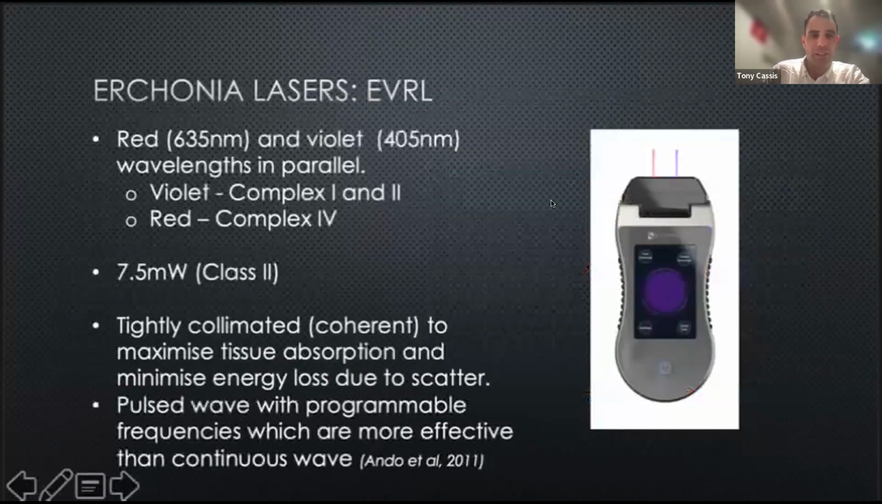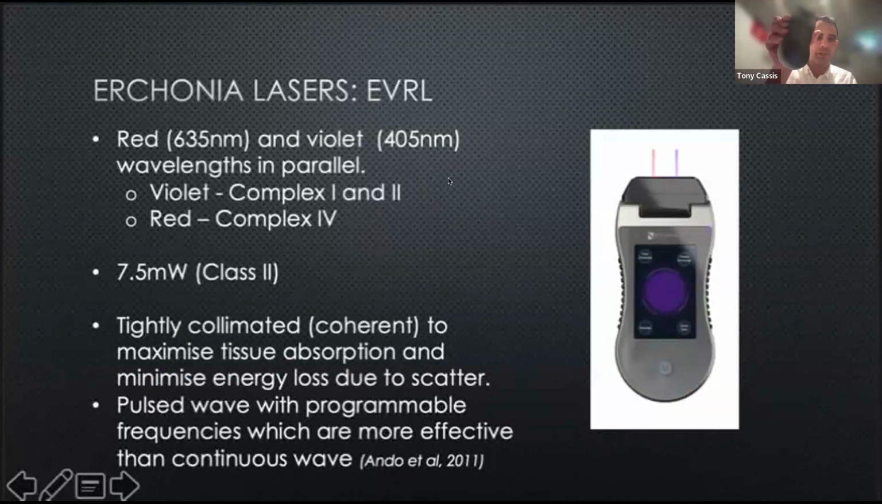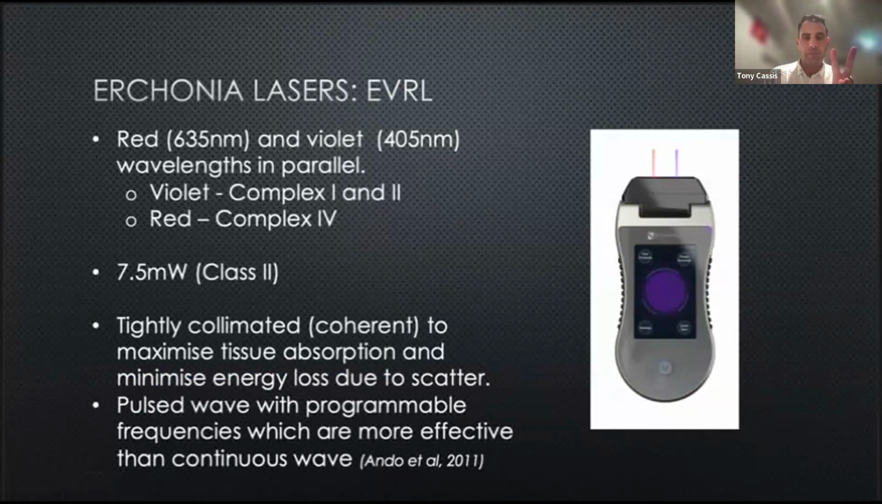So I'll quickly talk about the Erchonia lasers, because these are the ones I typically know the most about. This is the EVRL, this is the one I use. This is the one that came out a few years back. It has two light diodes, a red 635 nanometer diode, and a violet 405 nanometer diode.